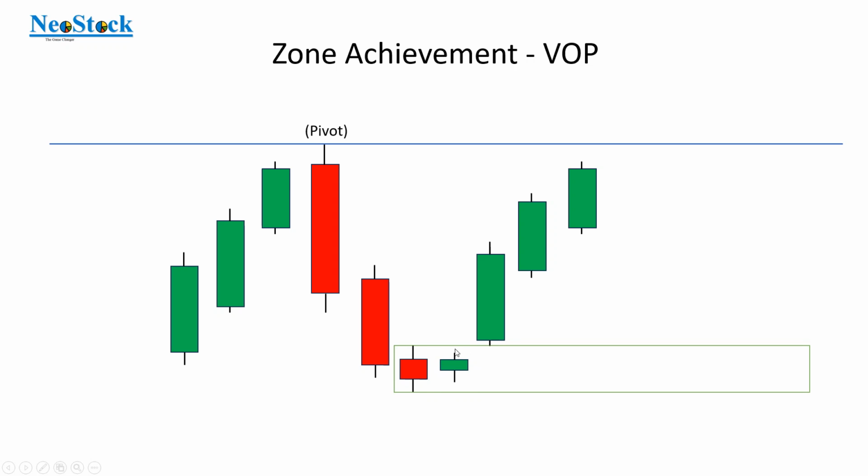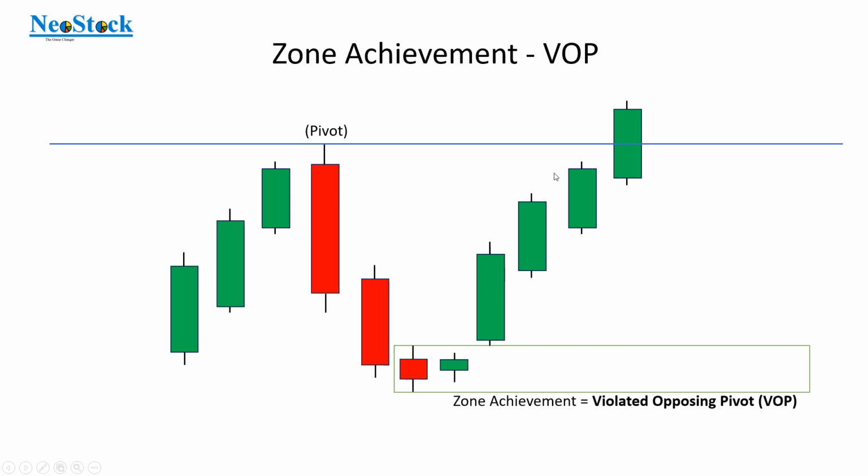Now, what is this demand zone doing? It pushed the price. It is so strong that it pushed the price in such a way that this pivot is broken. That means it violated the pivot. Which pivot is violated? The opposing side pivot. That's why this demand zone gets an achievement: violated opposing pivot. The opposite side.